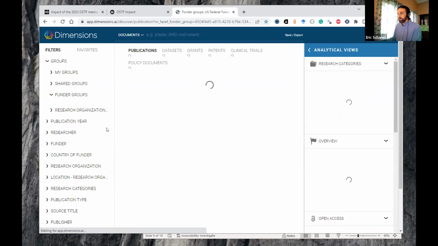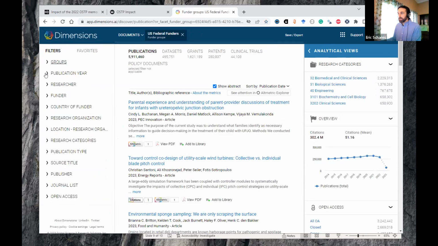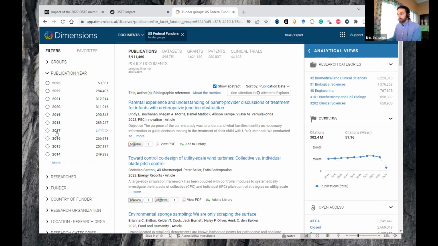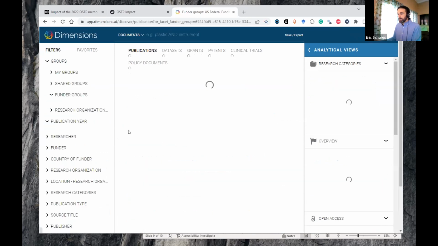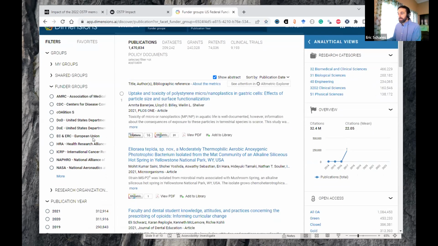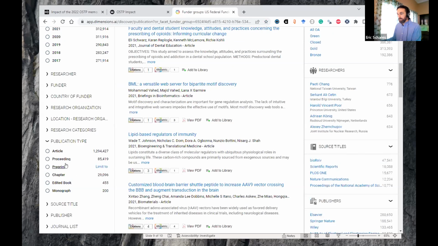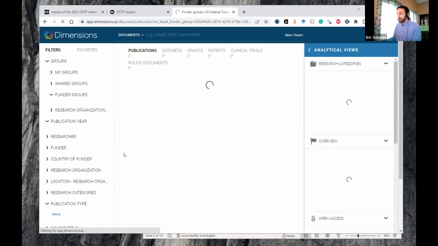If I say limit to, and then we could actually just go publication year, let's just do 17, 18, 19, 20, 21, limit to. I've got 1.4 million results, and maybe I'll just remove the preprints, exclude.